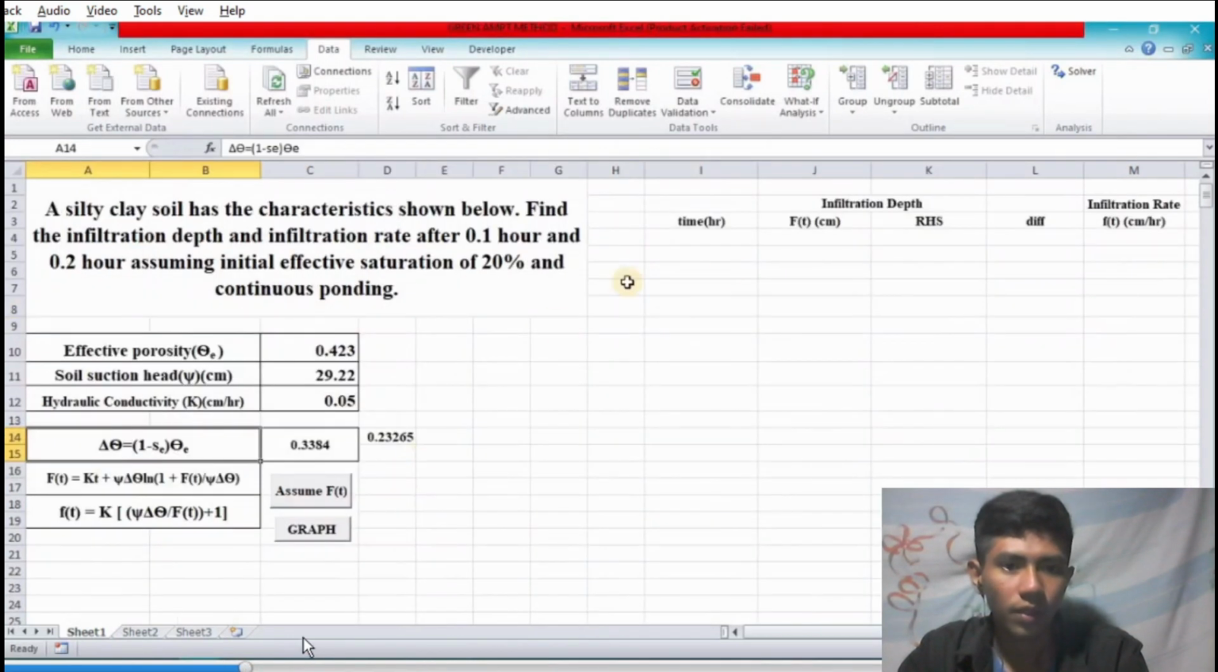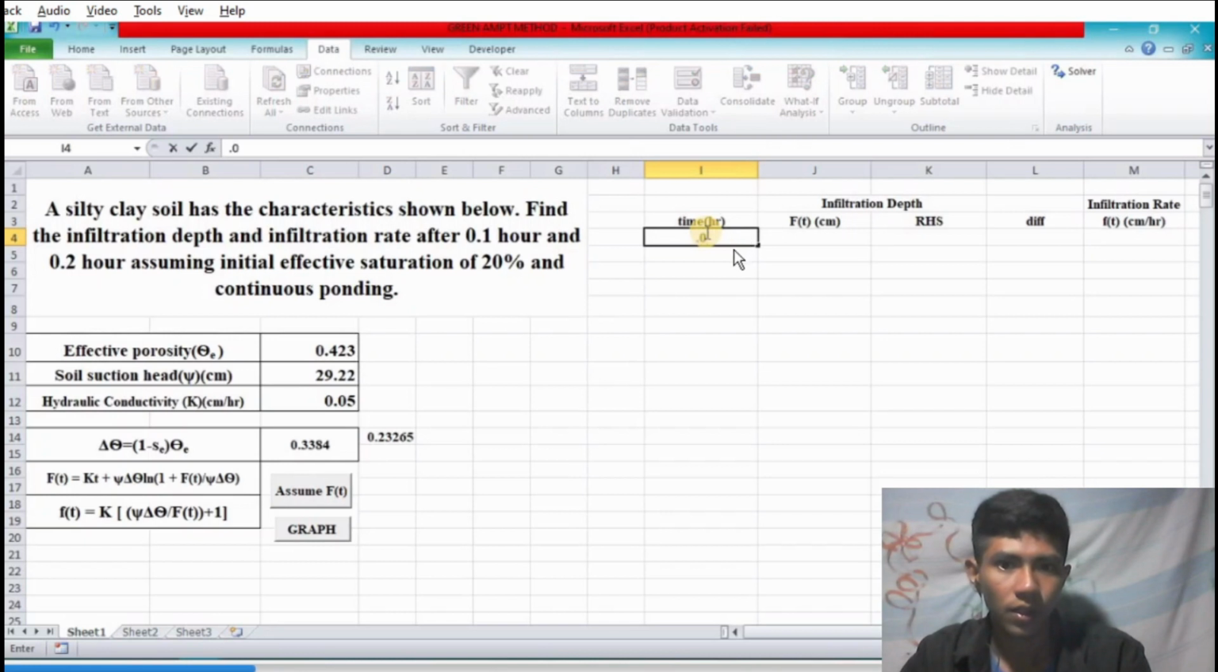Okay, all we needed is 0.156 hour. But here I just want to show you something about the relationship of rainfall intensity and the infiltration rate. So I'm going to divide the time by 4, then add something.